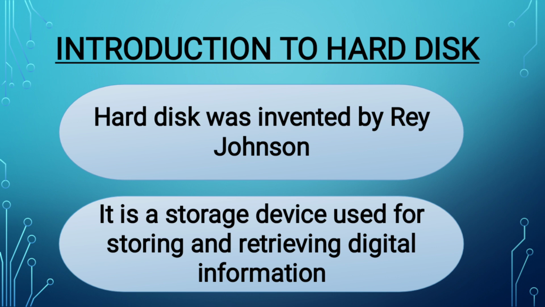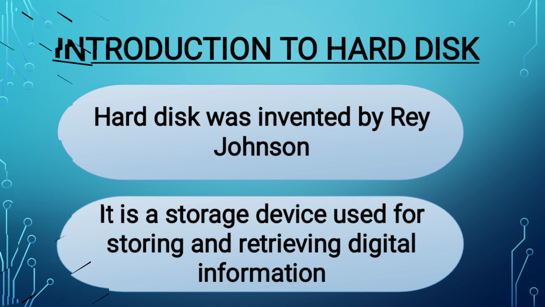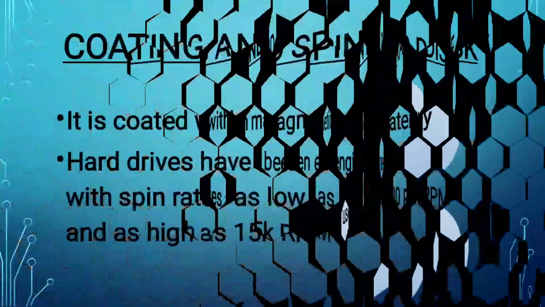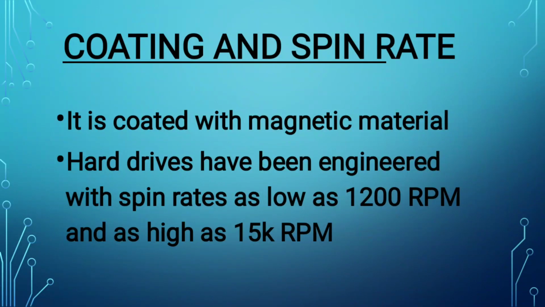Firstly, giving you an introduction of hard disk, it was invented by Ray Johnson. It is a storage device used for storing and retrieving digital information. Coating and spin rates. It is coated with magnetic material. Hard drives have been engineered with spin rates as low as 1200 RPM and as high as 15K RPM.